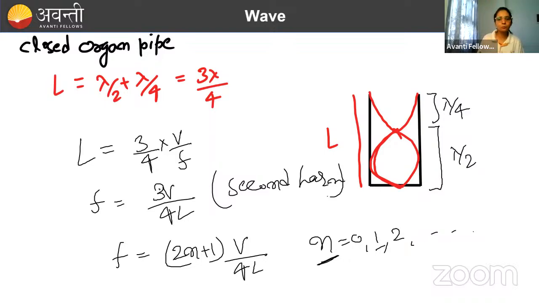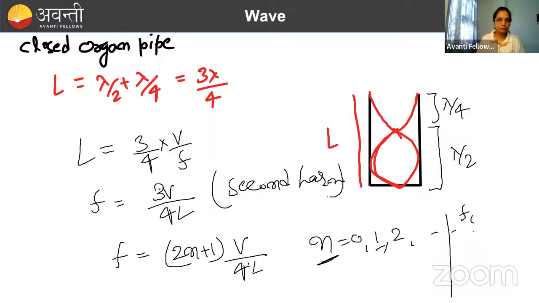Now for the second harmonic, you will put N value as 1 and then we will get 3V by 4L. Similarly, for the first overtone, we will put N equal to 1, and for the second overtone, N equal to 2, we get 5V by 4L. You just notice one thing here: we are only getting odd harmonics. Even harmonics we are not getting.